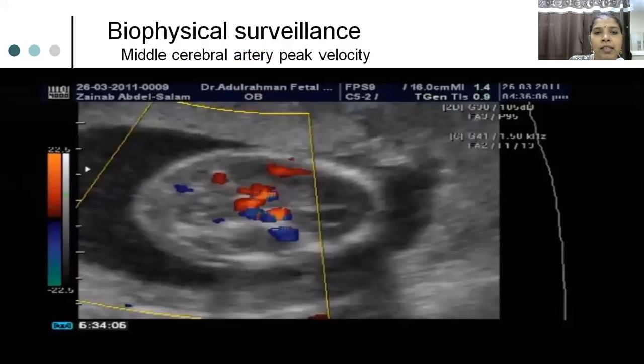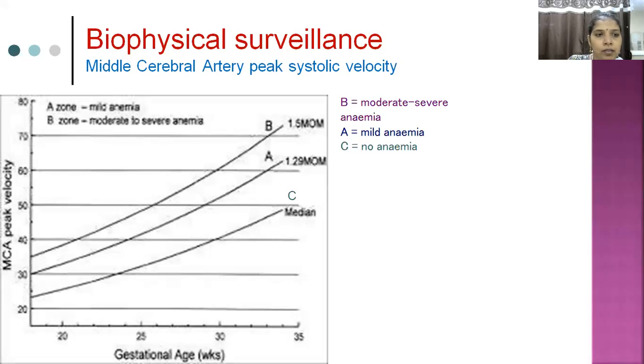Biophysical profile surveillance is also ultrasound based. Based on the middle cerebral artery peak systolic velocity we will measure. A means mild anemia. B means moderate to severe anemia. C is no anemia.